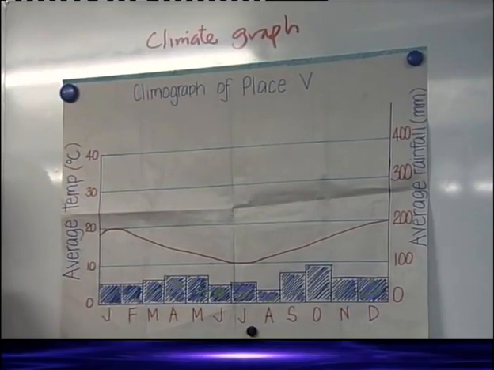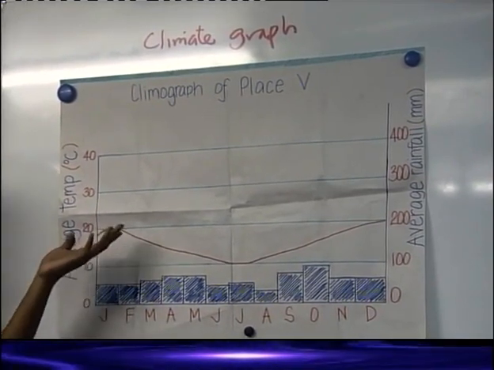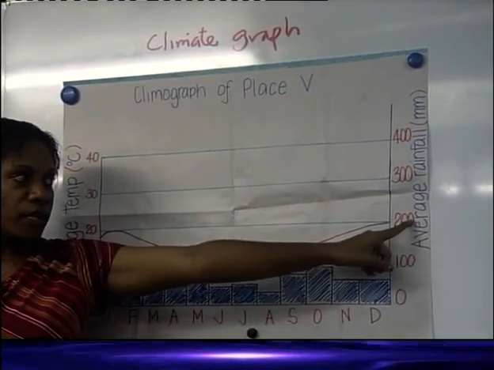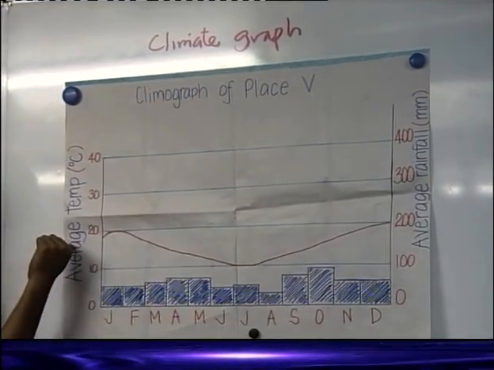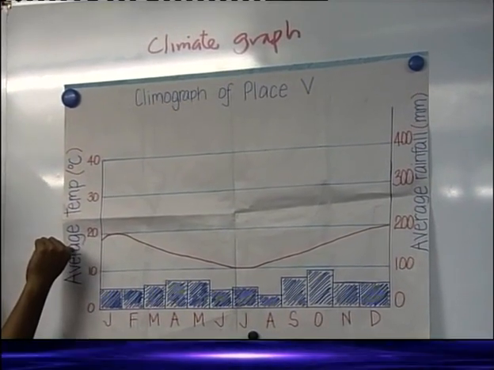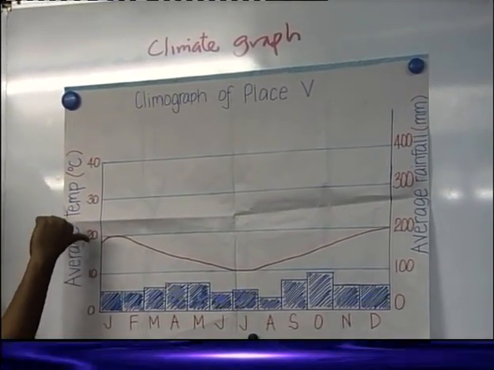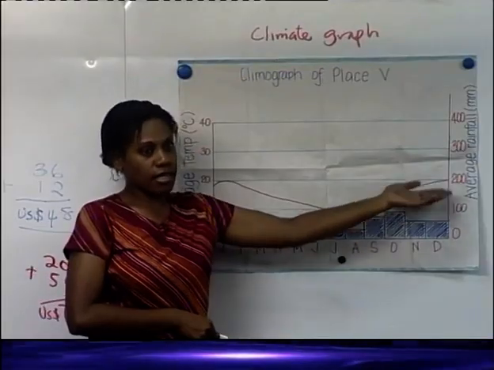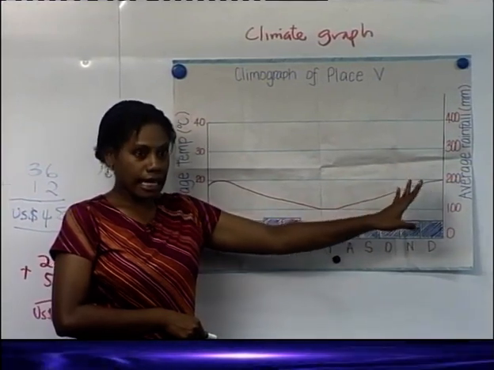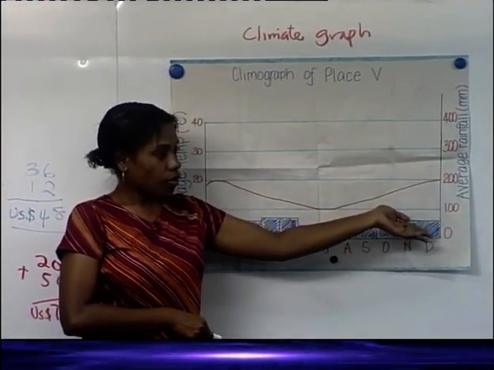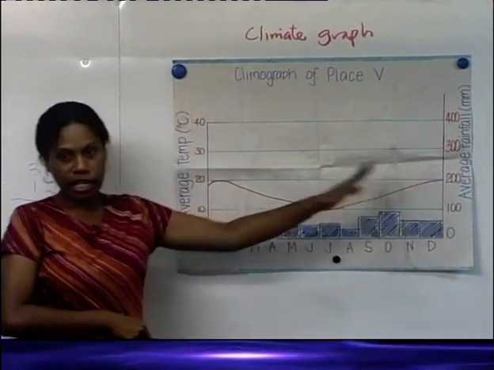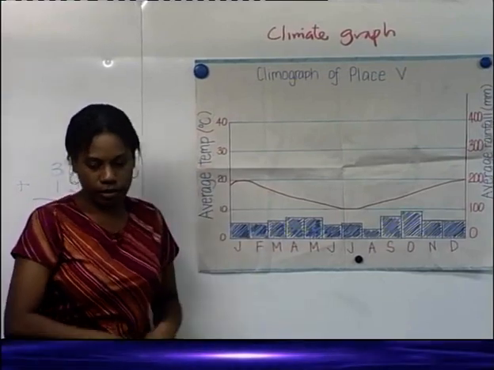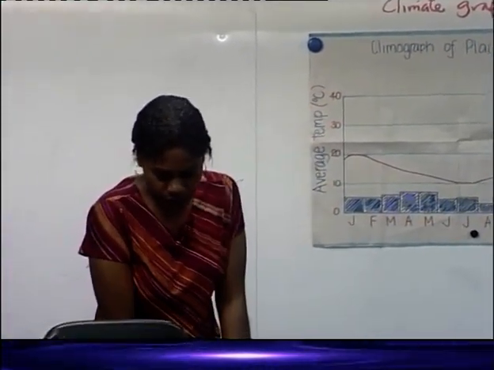So if there's a question asking you about the temperature of the day, you don't look at rainfall measurements. You look at the temperature readings, all right? And if there's a question asking you how many millimeters, or what day experienced most rain, you look at millimeters and not degrees. All right, so that's on a climate graph, or climograph.